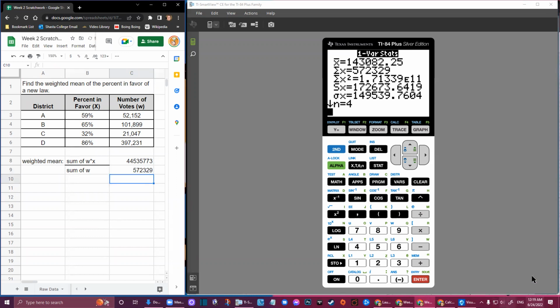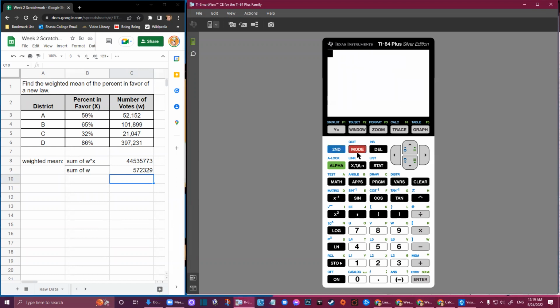Once I've done that, I'm going to go back to my home screen by pressing second mode, which is the quit function. And then I'm going to divide those two numbers. So 44,535,773 divided by 572,329. And we get 77.8149, and so on.